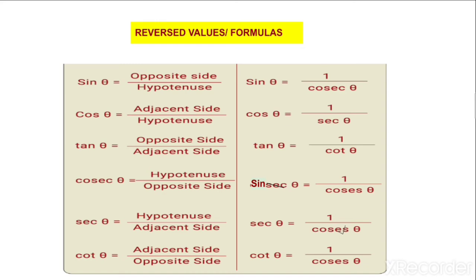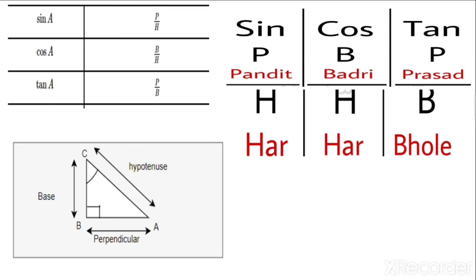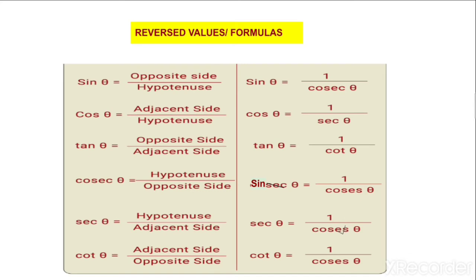Using this quotation, Pandit Badri Prasad Har Har Bole, you write P B P H H B. So P by H, B by H, P by B. The first is for the sine, the second for the cos, the third for the tan. The reverse of sine is cosec, of cos is sec, of tan is cot. In this way, you can easily frame your own formulas without any pressure of learning all of them. I hope this is useful to you.